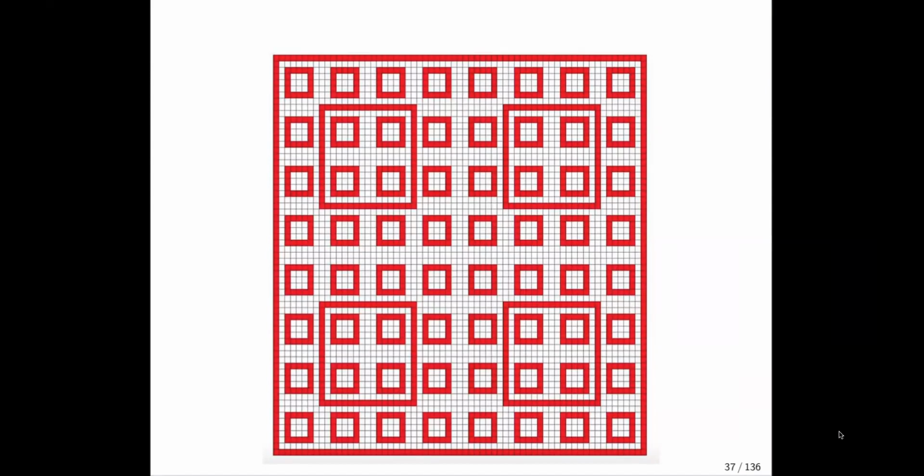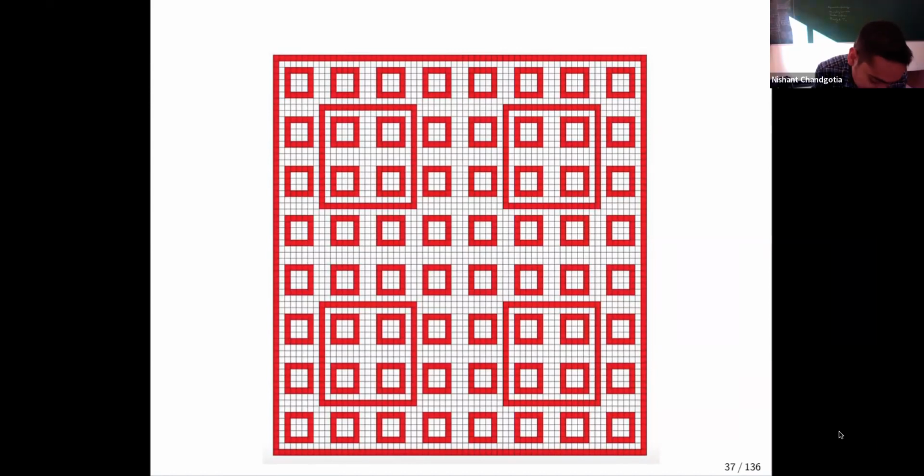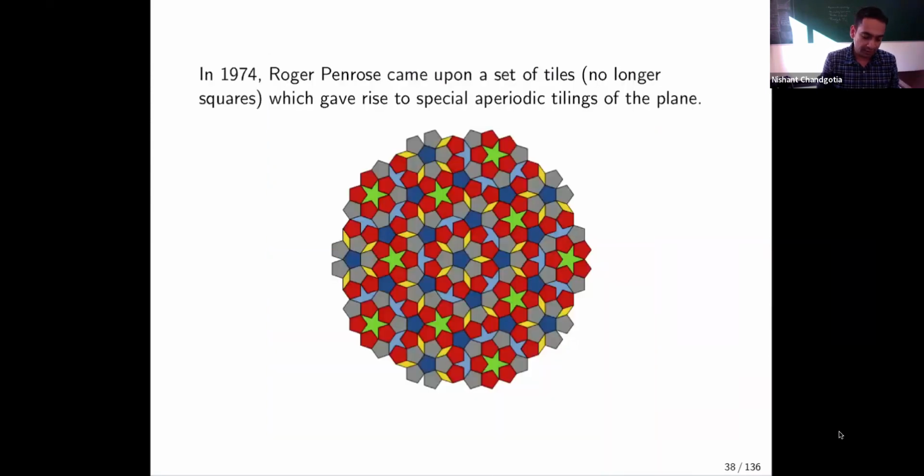So this is very fascinating. But this was 1966. Robinson's example was 1972. In 1974, Roger Penrose came along and gave a set of tiles which cannot tile periodically. These are no longer squares. He's looking at the plane, and it gives rise to these aperiodic tilings of the plane. And why did he do this? He wrote a paper on this.